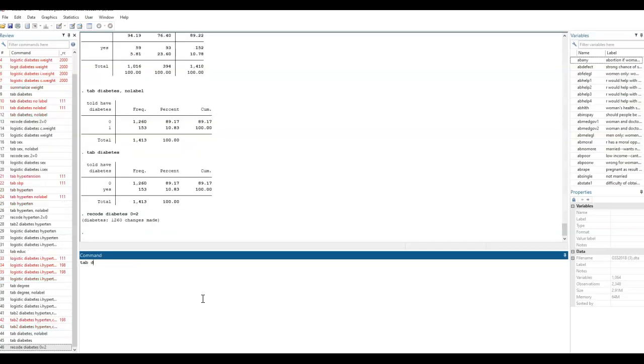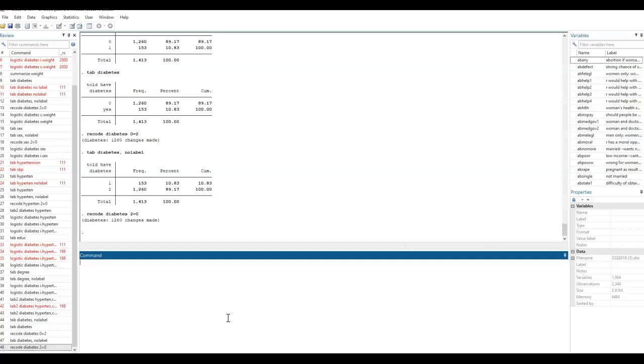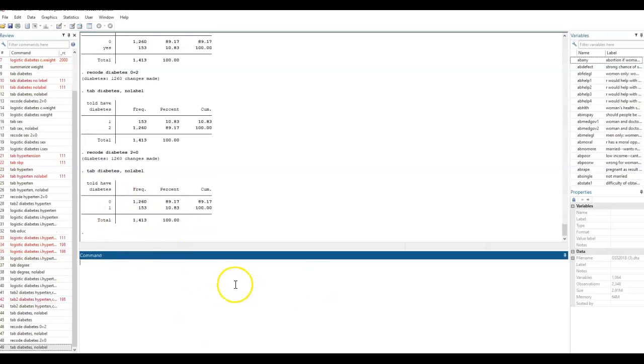So then I'll just go tab diabetes and then I'll go no label. And I believe this is what you would see, 1 or 2. So 1 being yes, they were told, 2 being no, they didn't have it. So all you would now do is recode diabetes, and we're just going to do 2 equals 0. And again, this is because logistic regression doesn't understand 1 and 2. It only understands 0 and 1. So we are just going to show you this again. We'll go with tab diabetes, no label, and then we have our 0s and 1s again.